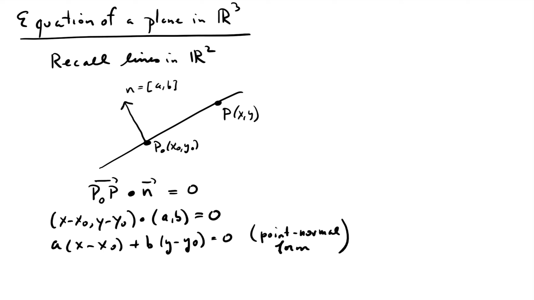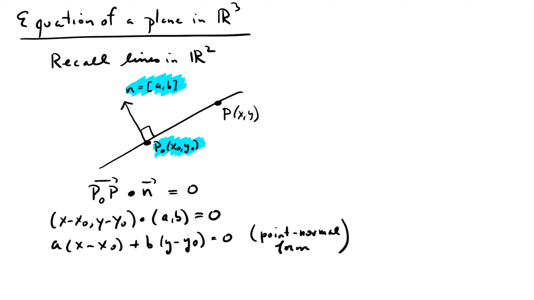Now we look at the equation of a plane in R3, and for that we're going to recall the equation of a line in R2. Remember that we constructed the point normal form of a line by saying that a line can be specified by a point on the line, which we call P0, and a vector that's perpendicular to the line. So this is making a right angle with our line.